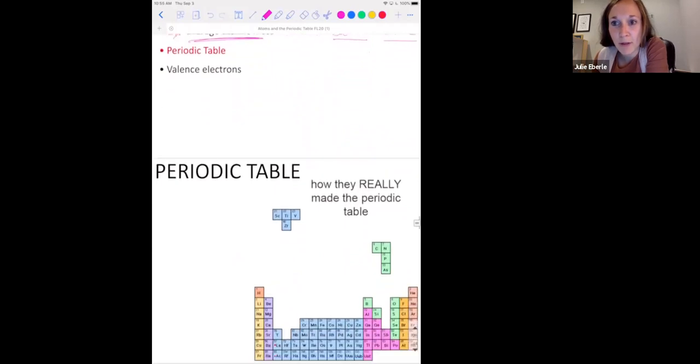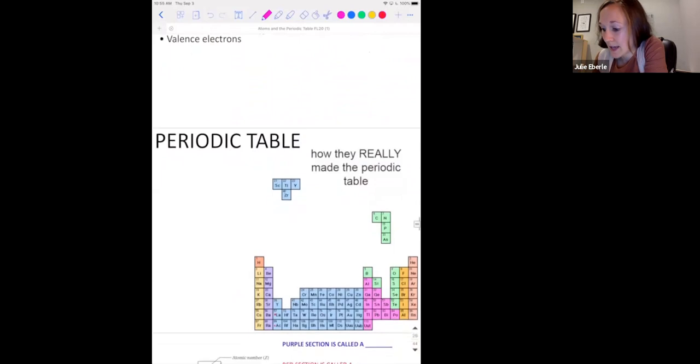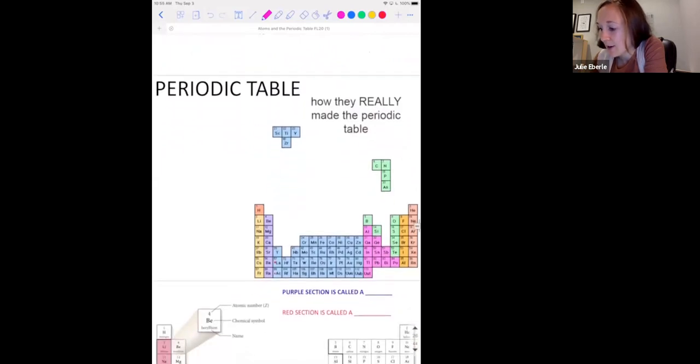Periodic table. We're going to talk about that, how it's organized, what all information it conveys, which is actually a lot. And then we're going to talk about valence electrons today. So periodic table.